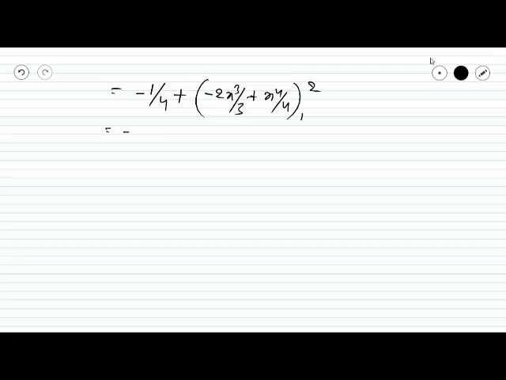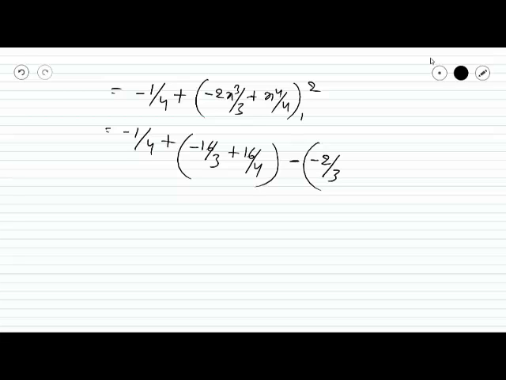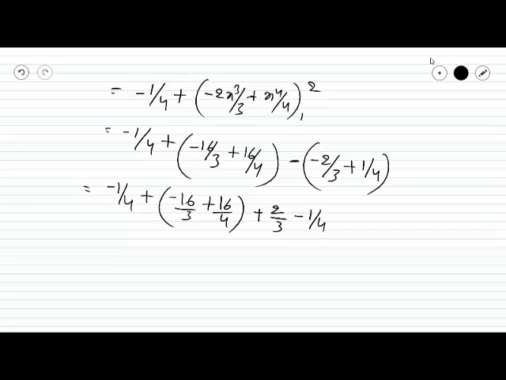Let me substitute this. Minus 1 by 4 plus, upper limit, x cubed is 8, minus 16 by 3 plus 16 by 4, and lower limit is, substitute the lower limit, minus, if you substitute 1, you will get minus 2 by 3 plus 1 by 4. So minus 1 by 4 plus minus 16 by 3 plus 16 by 4 minus, so minus into minus plus 2 by 3 minus 1 by 4.